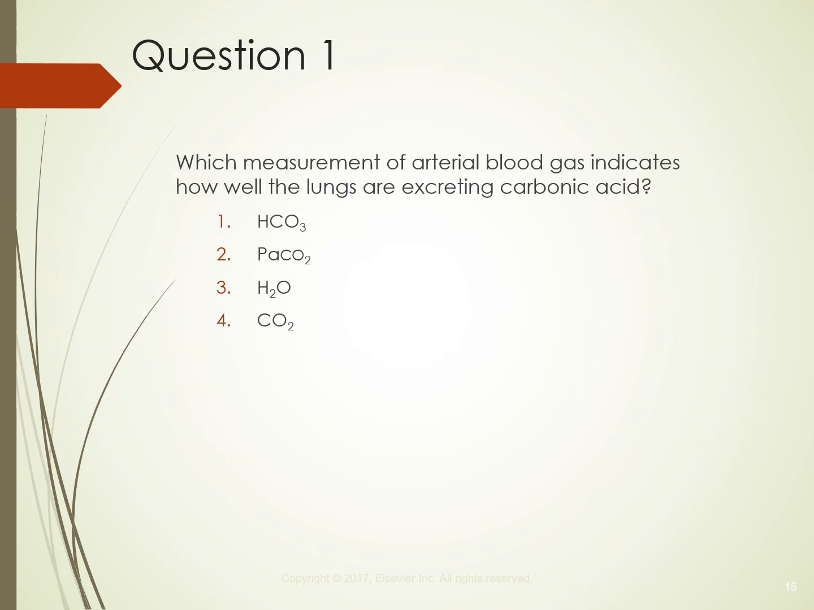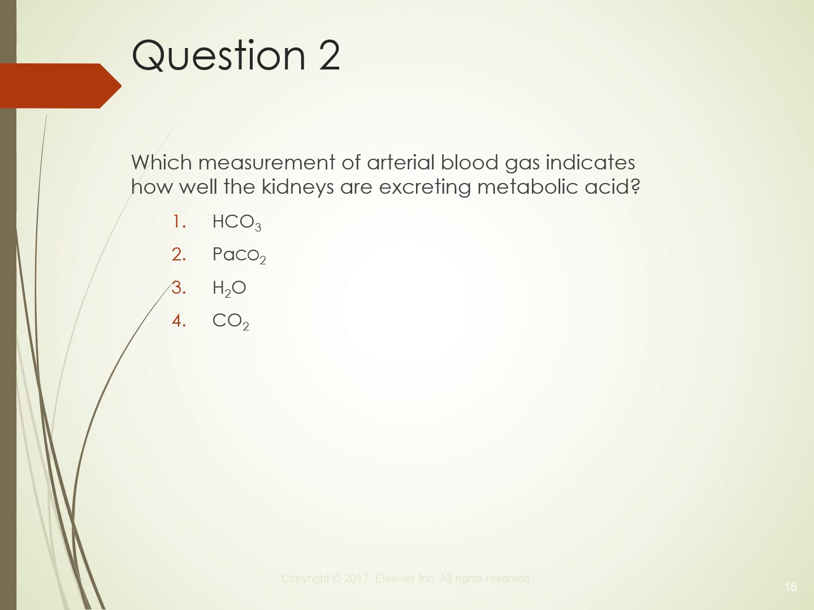Which measurement of arterial blood gas indicates how well the lungs are excreting carbonic acid? Is it bicarb, PaCO2, water, or CO2? Your answer should be PaCO2, which is the partial pressure of CO2 in the arterial blood gas, for question 1.